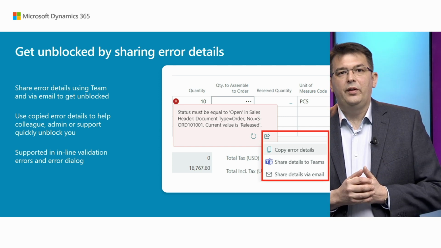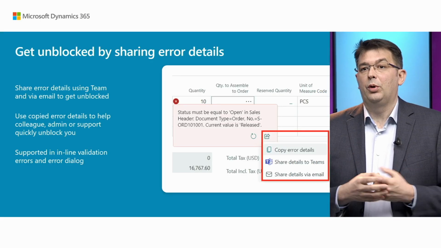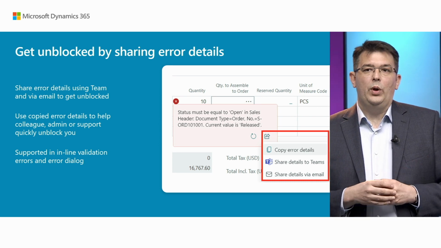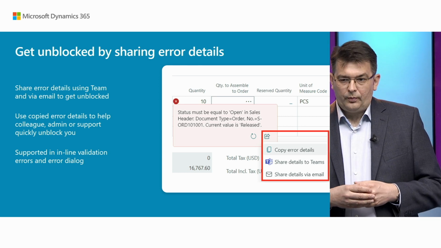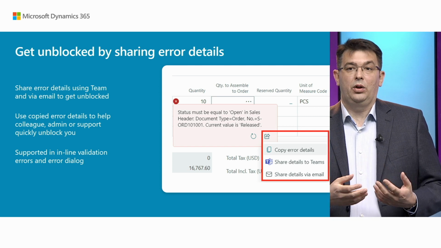Another thing that we've noticed is that there's a category of errors where Business Central can help either by navigating the user to a page where they can fix the error, or by providing an action that can fix the error. But there are cases where the user simply doesn't have permissions or needs help from another user to get unblocked.